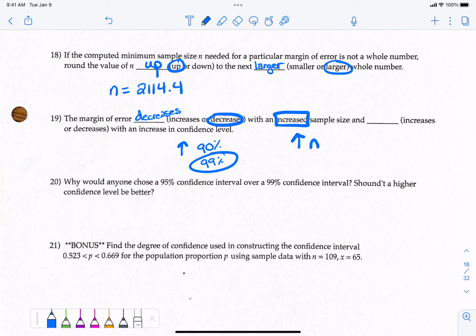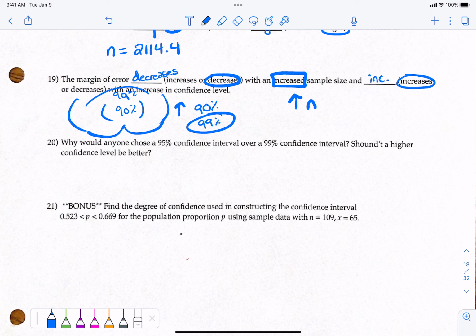And what did we say? So it increases with an increased confidence level. The error is going to increase because you have a wider range, right? So think yourself through that. If I'm having a wider range for 99%, like 90% would be here, 99% would be here, my margin of error would have to be bigger in order to add and subtract to be bigger, right? Okay. All right, number 20 is asking like that same question.